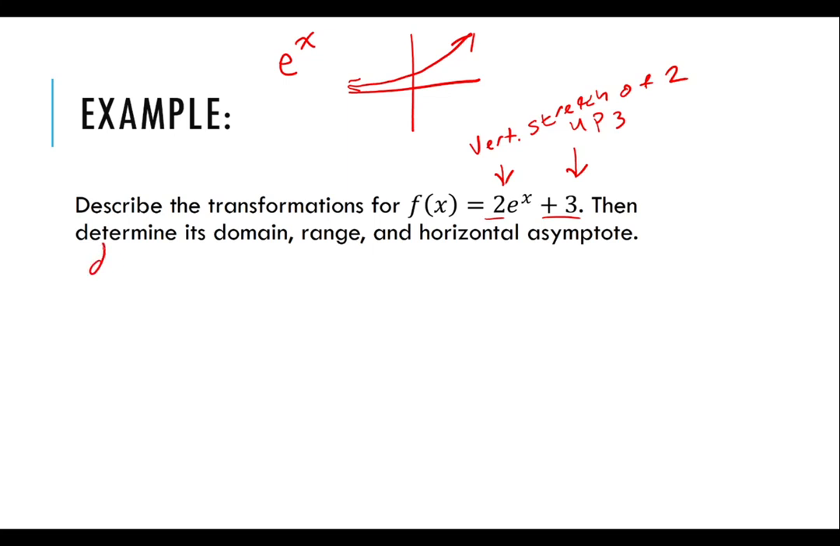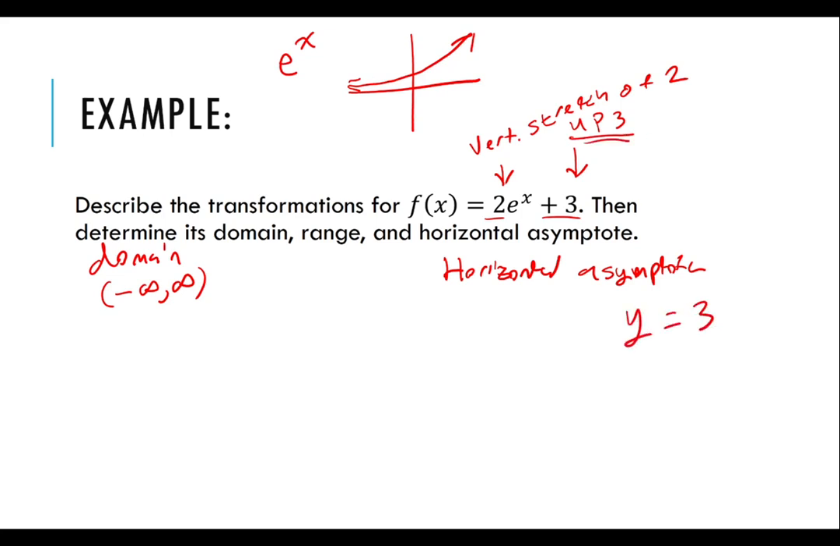Now to talk about the domain. The domain, just like all other exponential functions, is going to be all real numbers. Anything we want to plug into this exponential function works. Well, the range and the horizontal asymptote, maybe it's easier to talk about the horizontal asymptote first. And where is the new horizontal asymptote? Since the horizontal asymptote has to be shifted up 3, I know that it moves from y equals 0 to y equals positive 3.